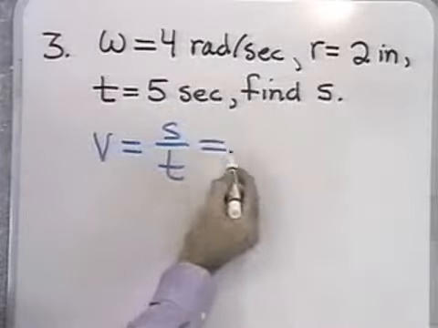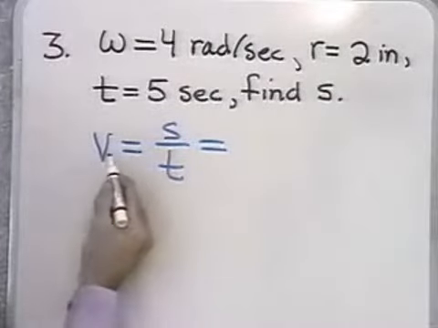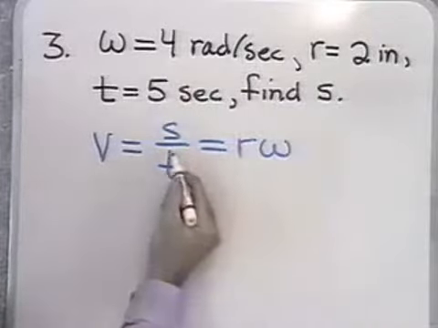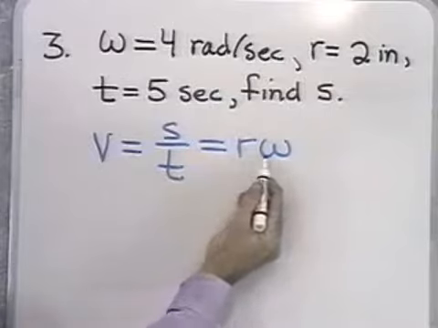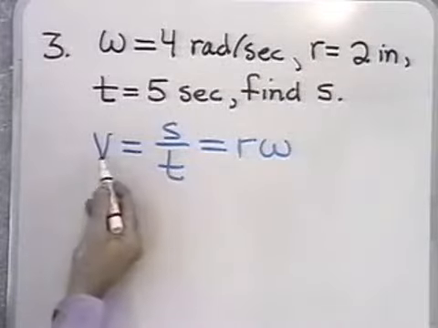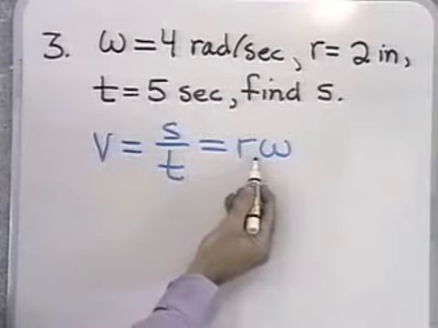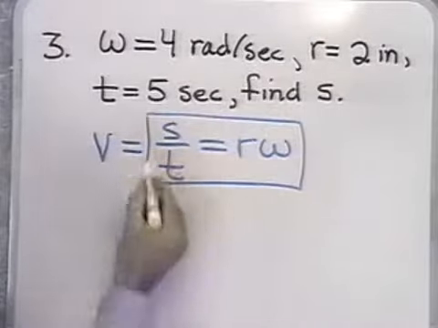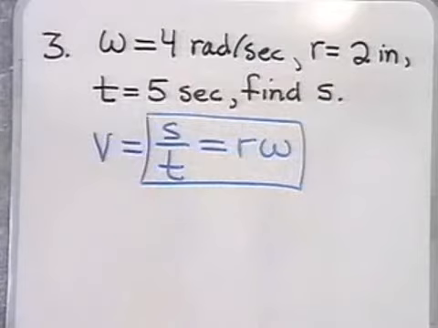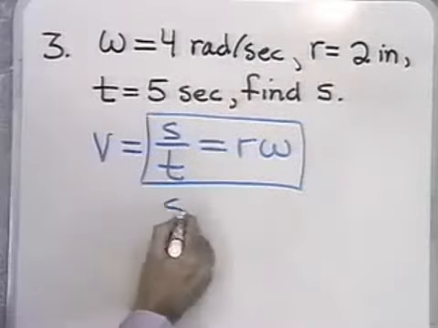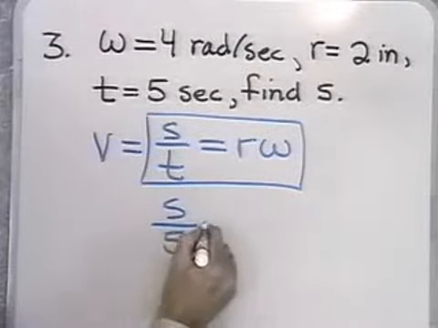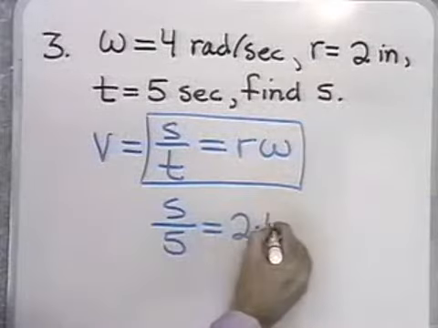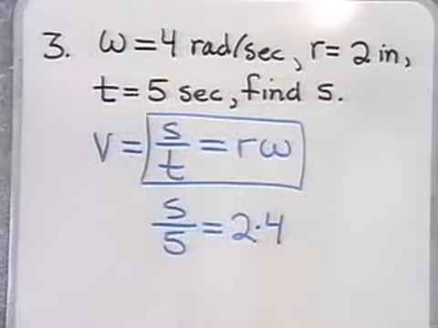Well, v is also equal to, besides s over t, the other formula is r times omega. So s over t must be equal to r times omega, because v is equal to s over t, and v is equal to r times omega. So let's substitute in using this equation right here and see what we get. So s divided by t, so I have s divided by 5, is equal to r, which is 2, times omega, which is 4 radians per second.